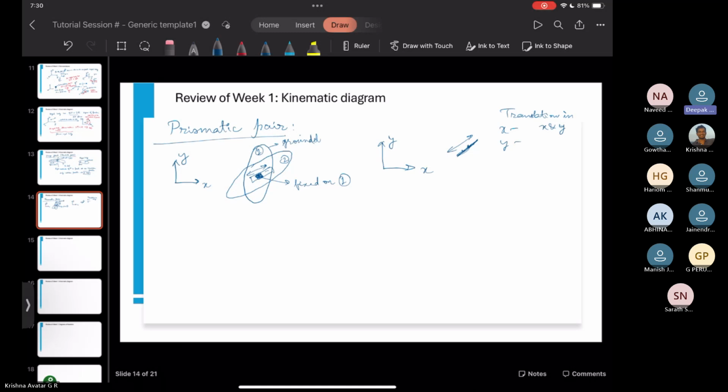So the question is about the cylinder piston arrangement, where link 1 and link 2 are arranged such that one link can slide with respect to another link. Exactly, that's true.